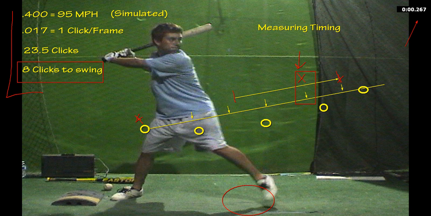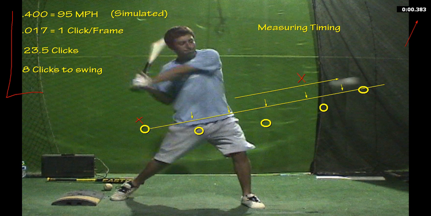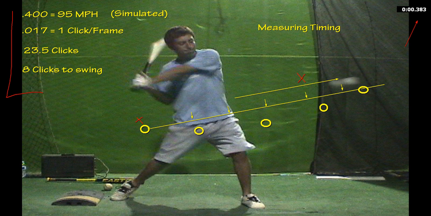So we've covered a lot of stuff, and this is a complex subject matter. But what I really wanted to make simple today was the idea that the ball travels, and when we use video, a click is a point in time. Now in this case, this ball is not really going 90 miles an hour or 95. It's a batting practice simulated pitch.